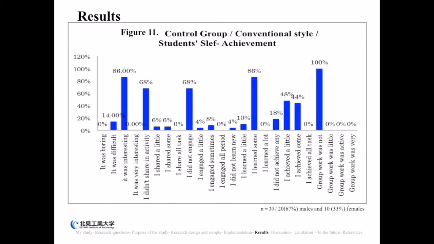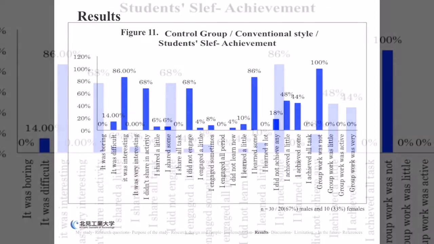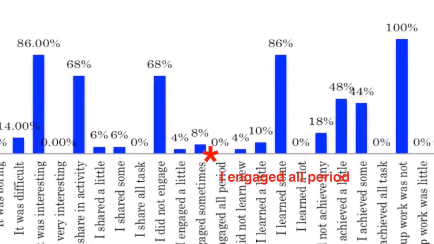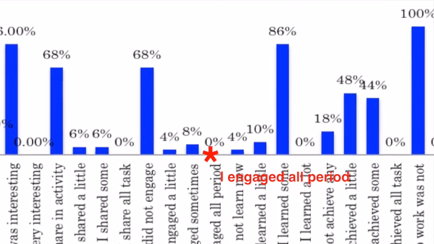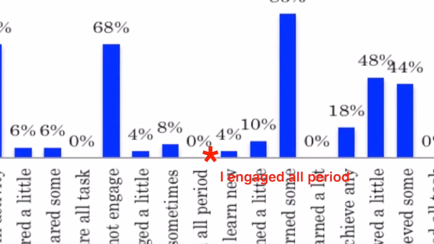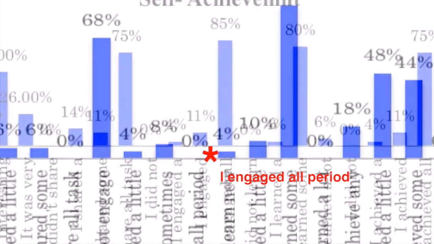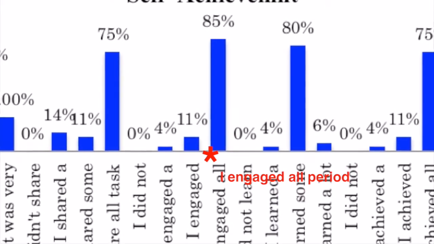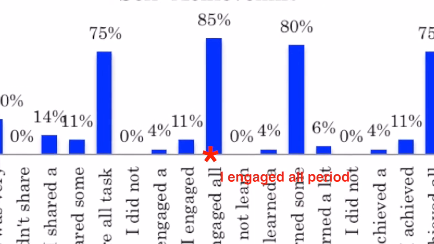Results. The results show significant difference in some measured statements. It shows improvement in motivation and interaction through CSCDM. For example, looking at the statement of "I engaged all" period, we can notice the positive attitude of the experimental group compared to their attitude towards their performance in the traditional learning style. We can see improvement in self-achievement through CSCDM than with traditional learning style.